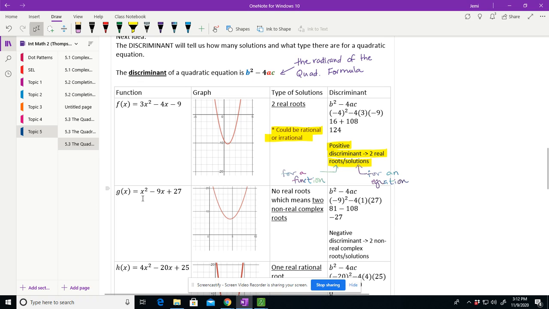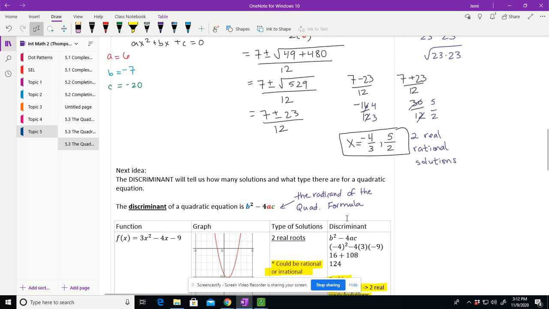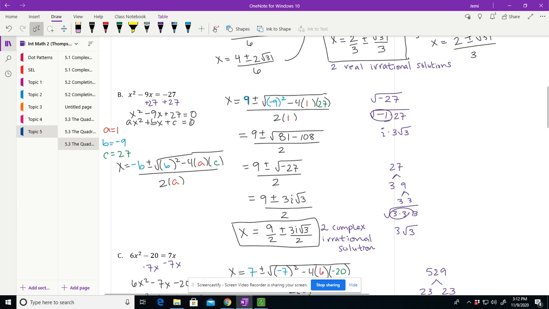So the second example here, g of x is equal to x squared minus 9x plus 27. That's example B. You'll see when I graph it, this doesn't cross the x-axis. Because when I was working out the quadratic formula, notice this, b squared minus 4ac is negative 27. I'm going to scroll up. Back up here, what ended up being the discriminant? Right underneath the radical here is a negative 27. That negative 27 underneath the radical gave me an imaginary part, which gave me a complex solution.